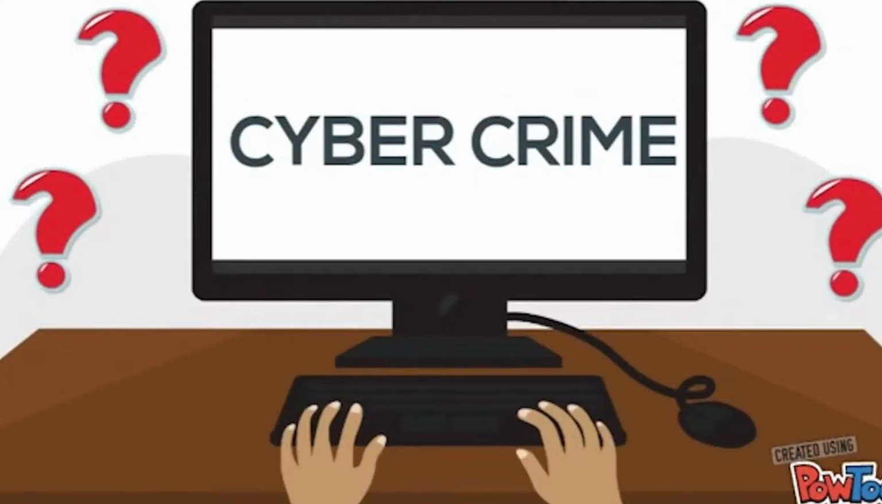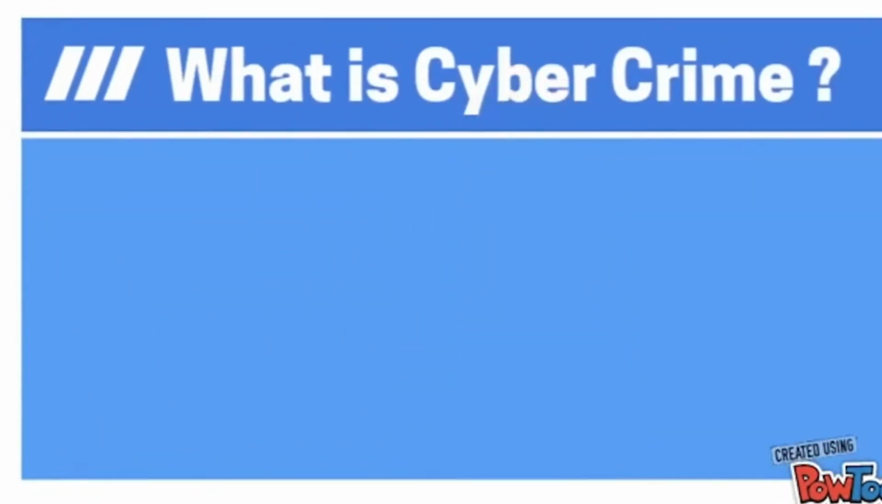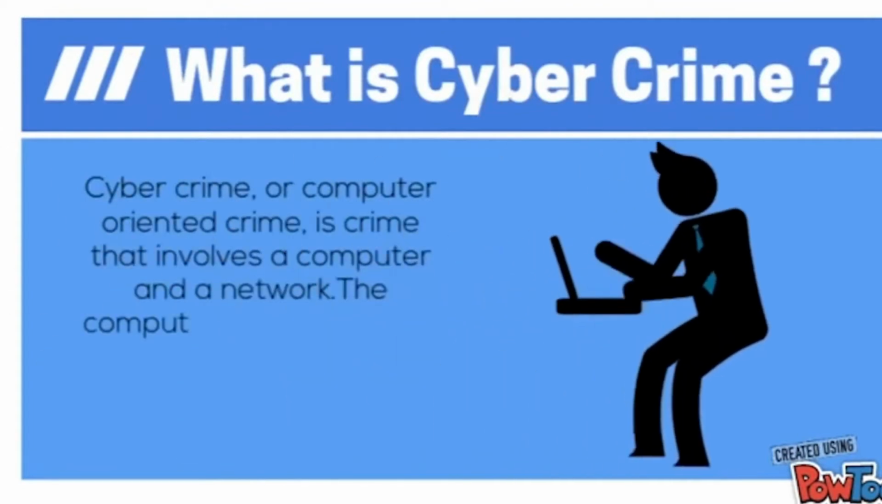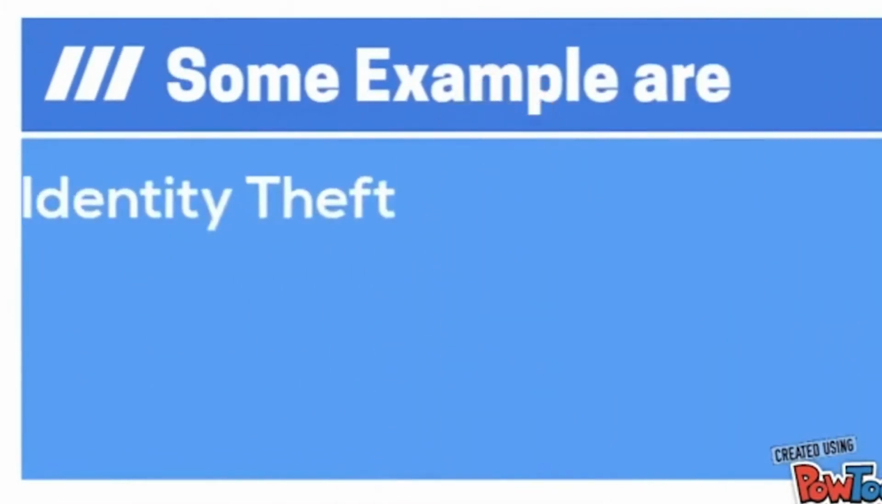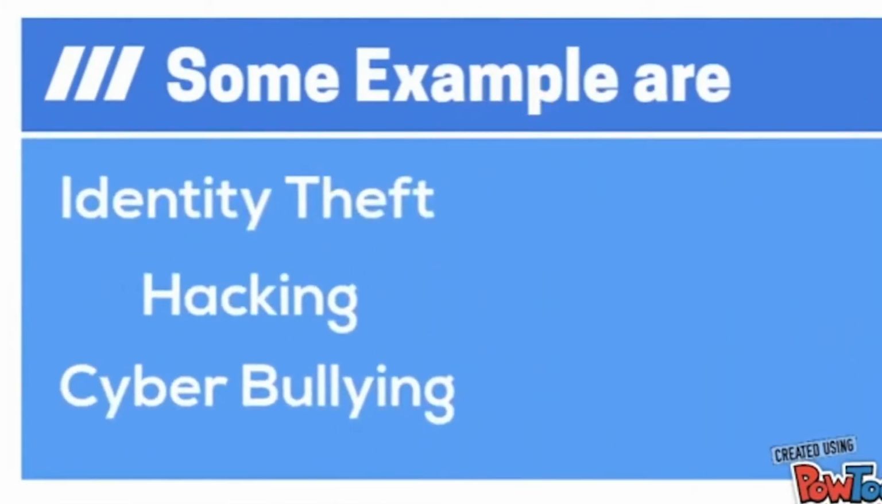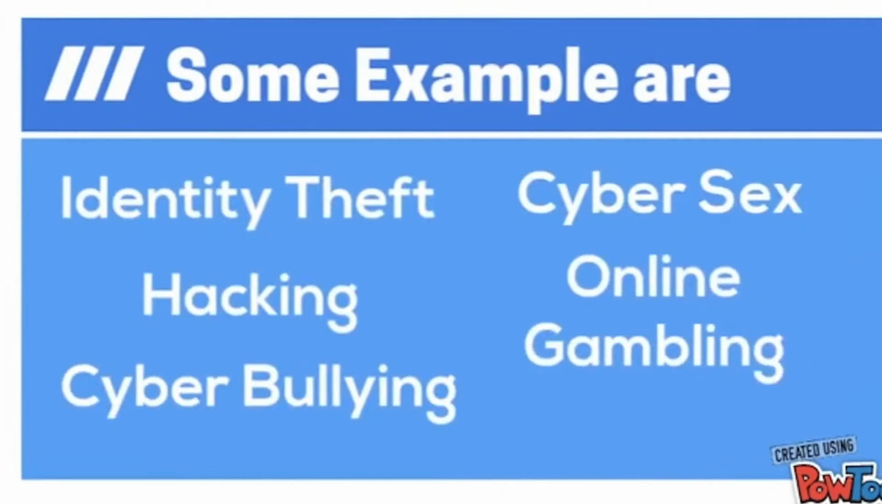So what is cybercrime? Cybercrime, or computer-oriented crime, is crime that involves a computer and a network. The computer may have been used in the commission of a crime, or it may be the target. Some examples are identity theft, hacking, cyberbullying, cybersex, and online gambling.